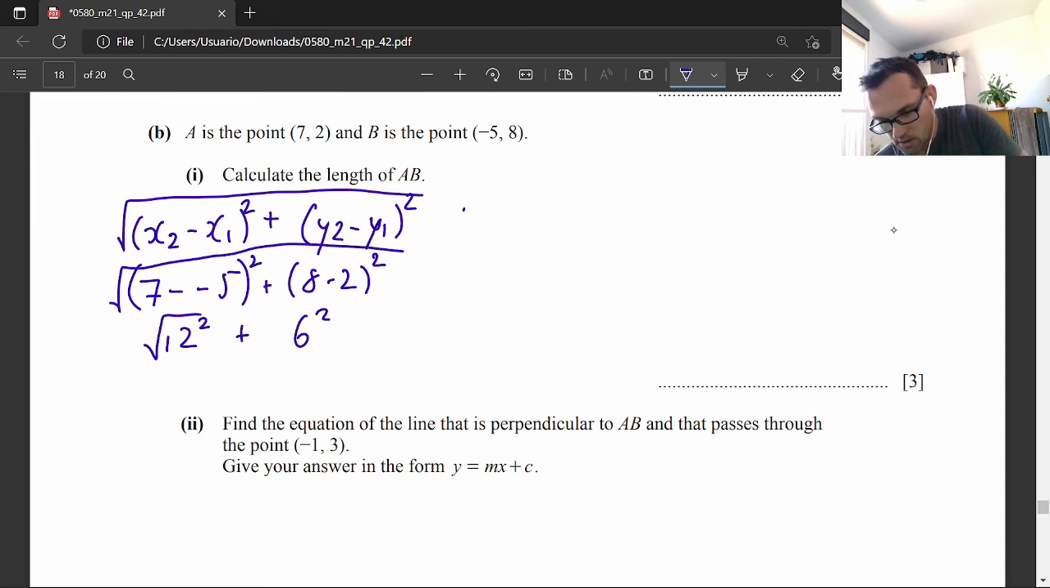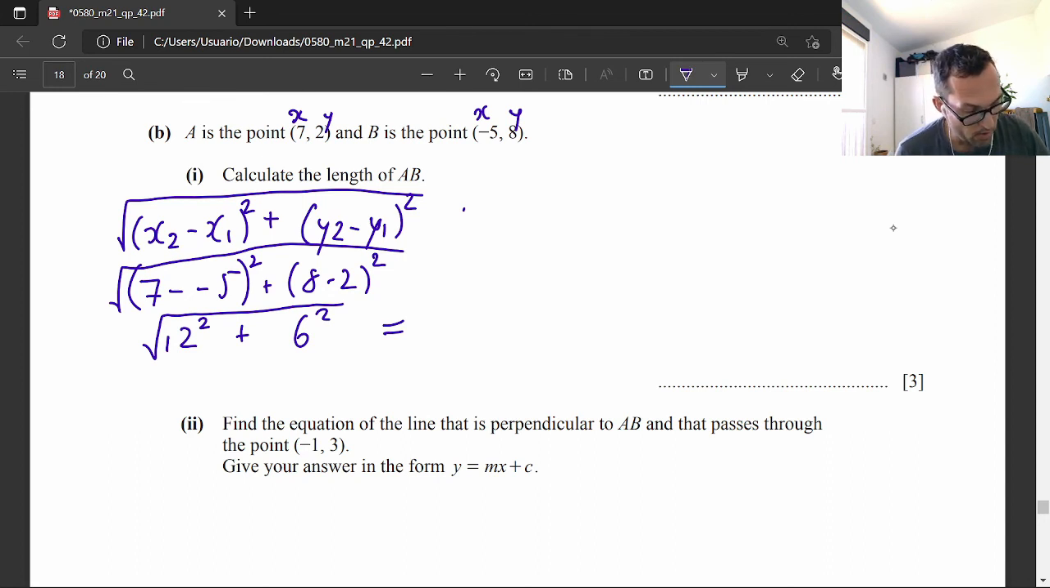So as you can see, what I've done here, I've actually found the formula that you can learn to find the length of a line: square root of (x2 minus x1) squared plus (y2 minus y1) squared. But if you can remember how it works in your head, you don't have to memorize the formula. We're just doing Pythagoras, finding the distance between the two x values and the two y values. Right, so what does that mean? That means we do the square root of 12 squared plus 6 squared, which will give me 13.416, rounded to three significant figures, 13.4.